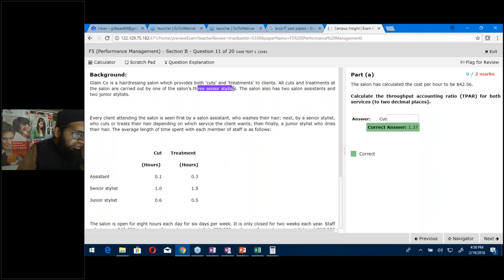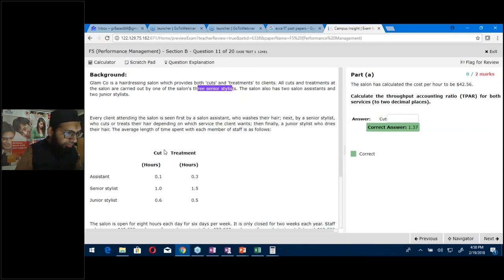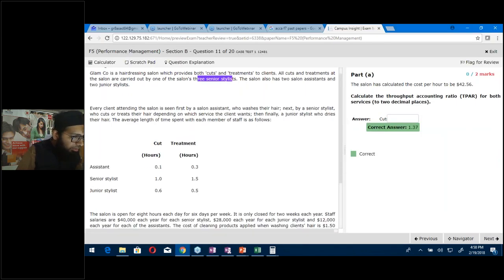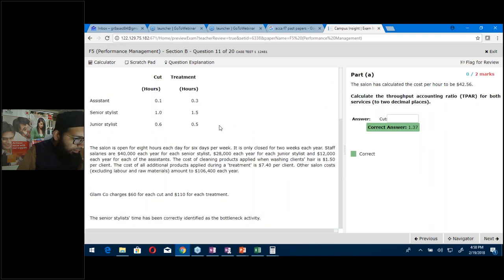There are 3 senior stylists, 2 salon assistants, and 2 junior stylists. So 3 senior, 2 junior, and 2 assistants. Each will work how many hours per day? If we can find that, how many hours per day?